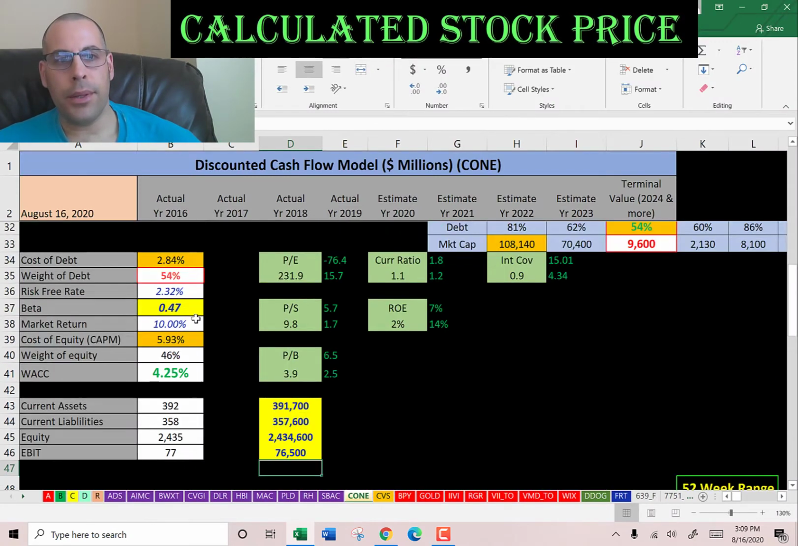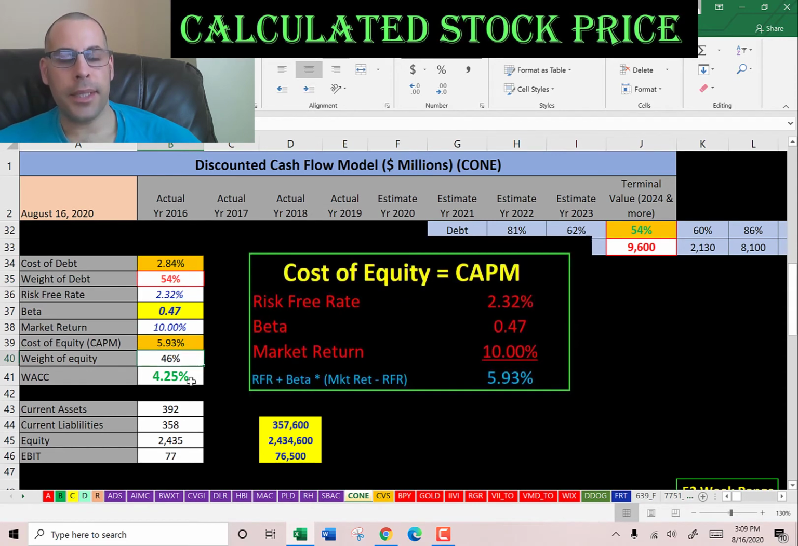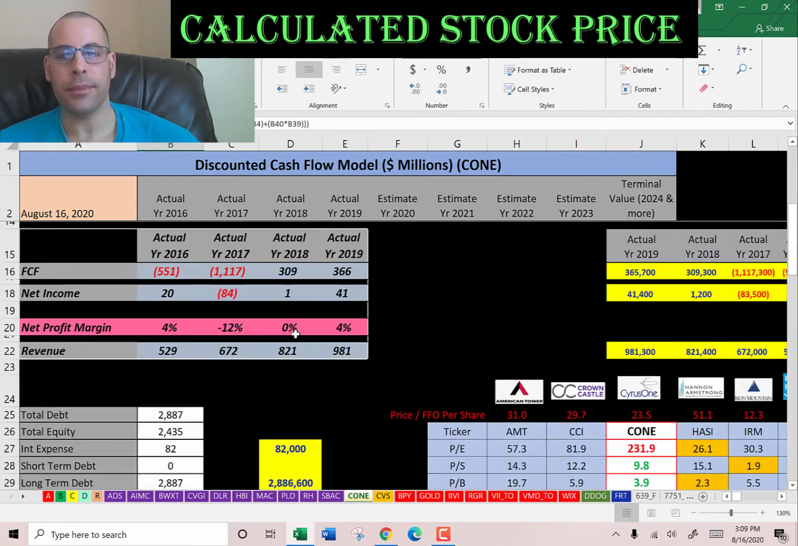And let's look at the capital structure. 54% debt. Cost of debt is 2.8%. 46% equity. Cost of equity is 5.9%. The WACC is 4.25%. That's a blend of the cost of debt and cost of equity. And that's the discount rate we're going to apply to the future cash flows.